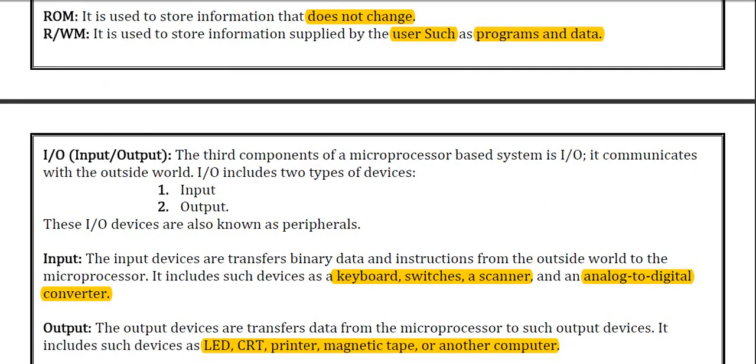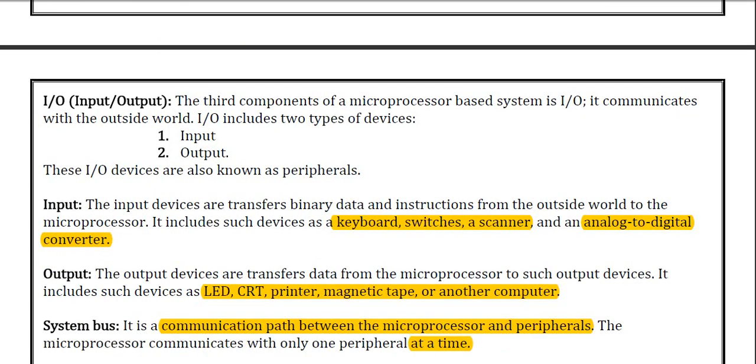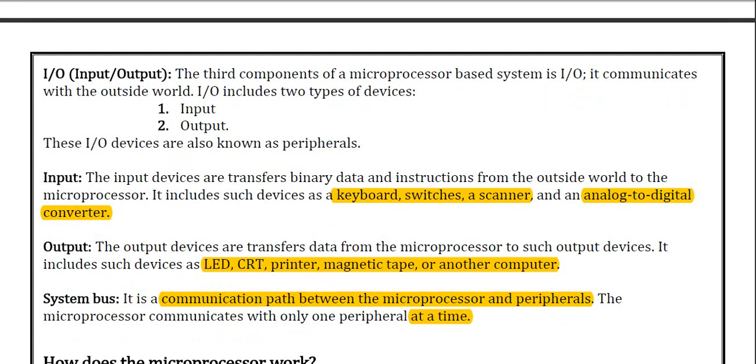Now, the input and output section. The input section is used to put input into the microprocessor. It includes the keyboard, switches, the scanner, and also the analog to digital converter. Now, the output section, by which we can see the output. In our computer, we have LED, CRT, and printers, which are the output devices. It means that when you type something on your keyboard, that is the input for your CPU, but you see the result on your monitor, that is the output section.